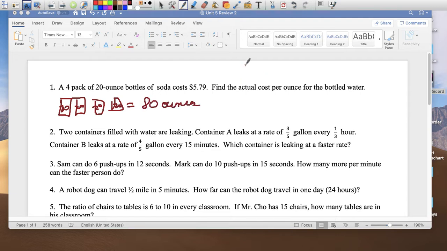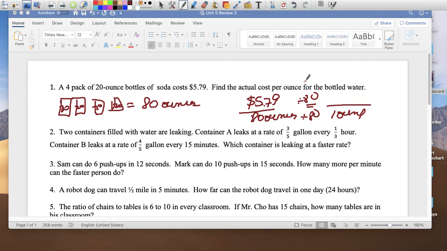So they're asking you for the price per ounce. So let's write that as a rate. Let's write it as a fraction, 5.79 over 80 ounces. And to find the cost per ounce, you literally find the unit rate, right? So 1 ounce, divide by 80, divide by 80. I'm pretty sure you have to round this.